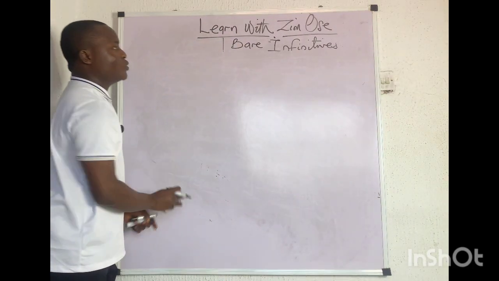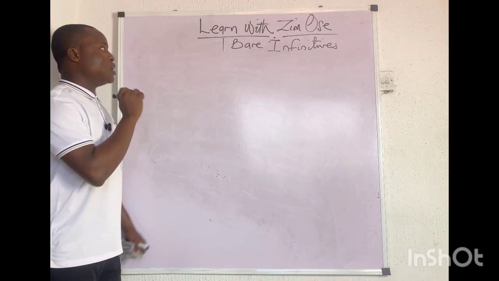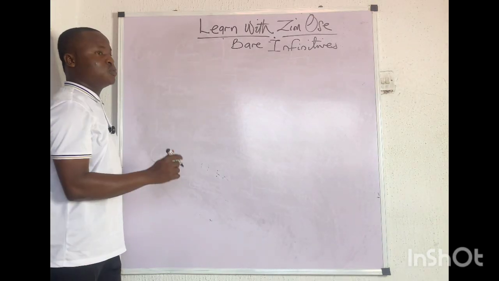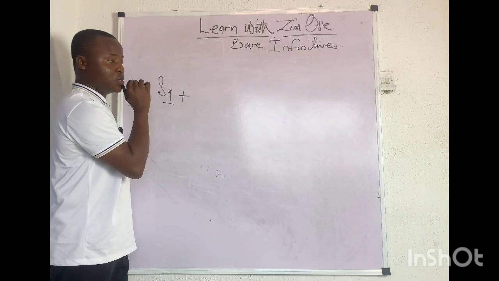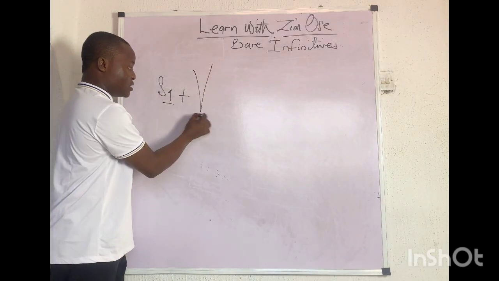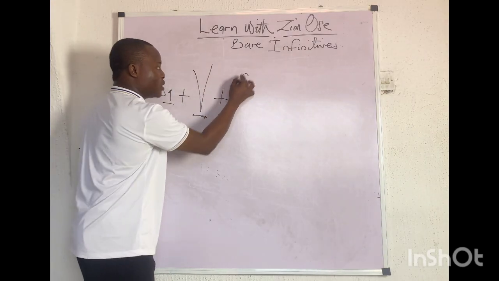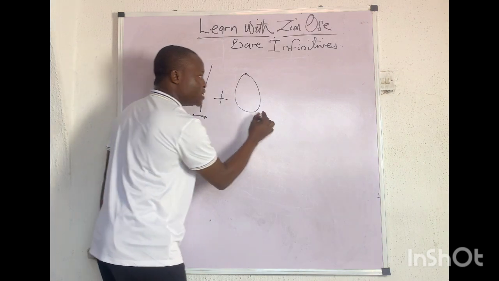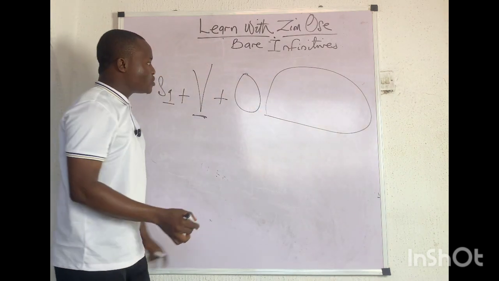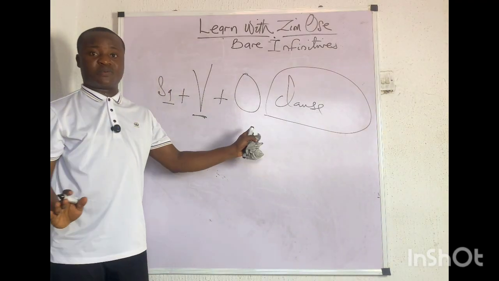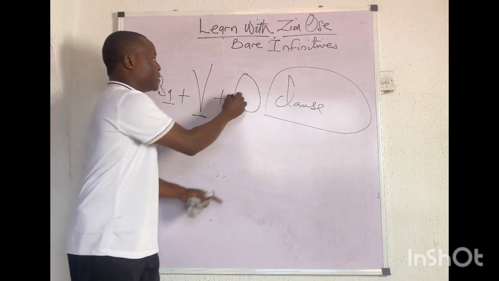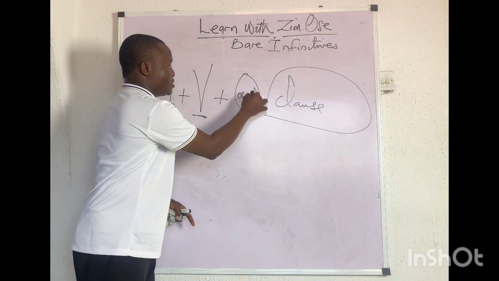Now, quickly, when do we use the bare infinitive of the verb? The bare infinitive form is used when there is a subject performing an action plus a verb, and then there is an object. But after this object, there is a clause, which means there is another verb. Do not be bothered, I'm going to explain everything. There is a clause after the object. This is the object.